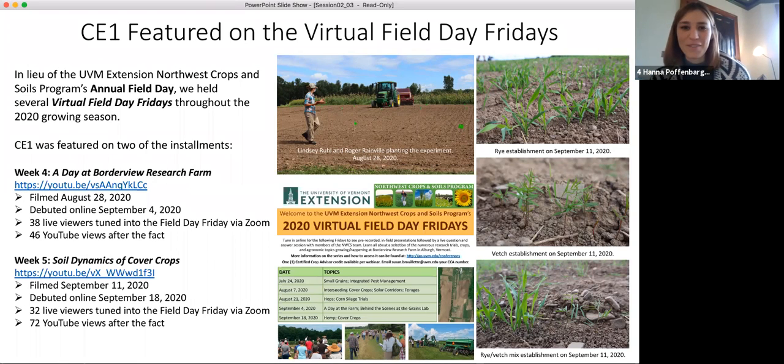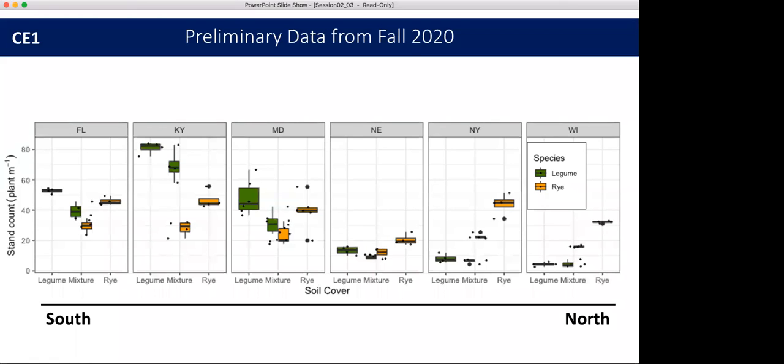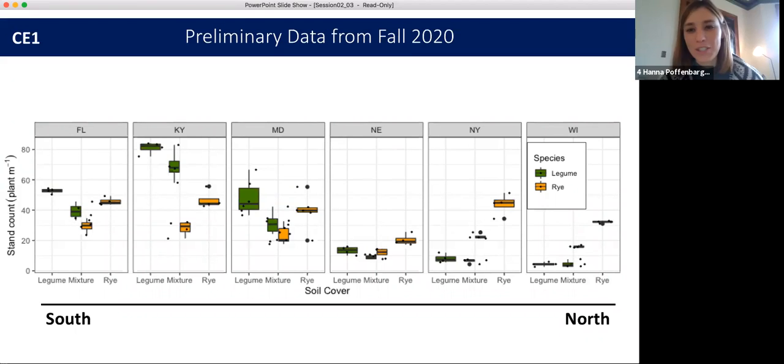All right, next slide. So we don't have a lot of data just yet, but we are starting to collect it, and I thought I'd share some of the data that we do have. And this is our stand counts in plants per meter. And the locations here are presented in order from south to north. We don't have data yet from all locations, but we've got 6 here. And we have in green the legume counts, and in yellow the rye counts. And on the x-axis you can see the legume monoculture, the mixture, and the rye monoculture.